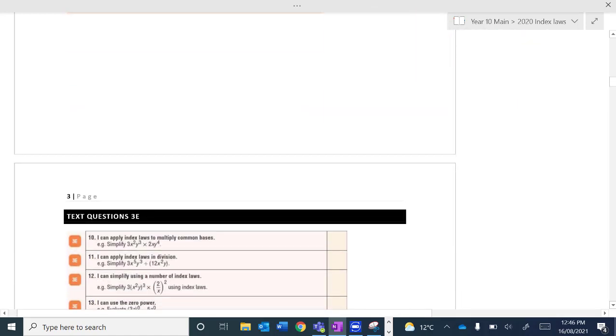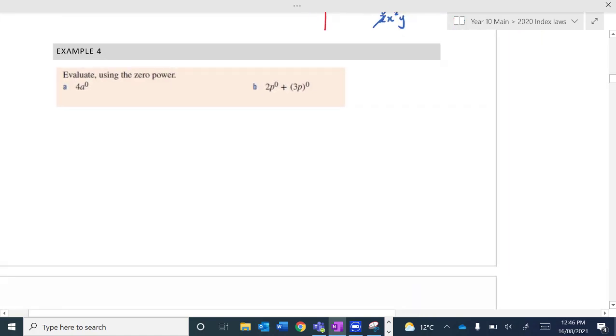Okay, the final law, and that will do us for today, is the zero power. Now what we can say is this: anything, that's anything, to the power of 0 is equal to 1. So over here, if you break this up, we've got 4 times a to the power of 0. You've got to be very careful. A lot of students think that this is 1. No, because a to the power of 0 is 1, then that's going to be 4 times 1, which is equal to 4.